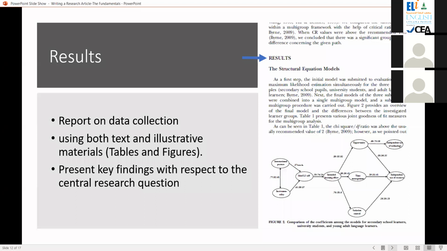So basically, in this section, what did I find out? I had been looking at something, so what came out? In this section, you are going to report on the data that you have collected. The main focus here should be that you have to be very objective and very concise, and present key results, not necessarily everything.